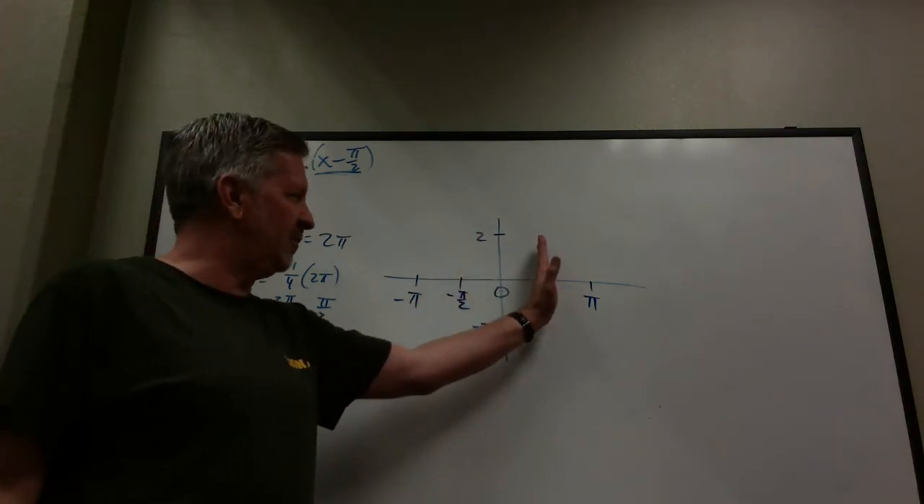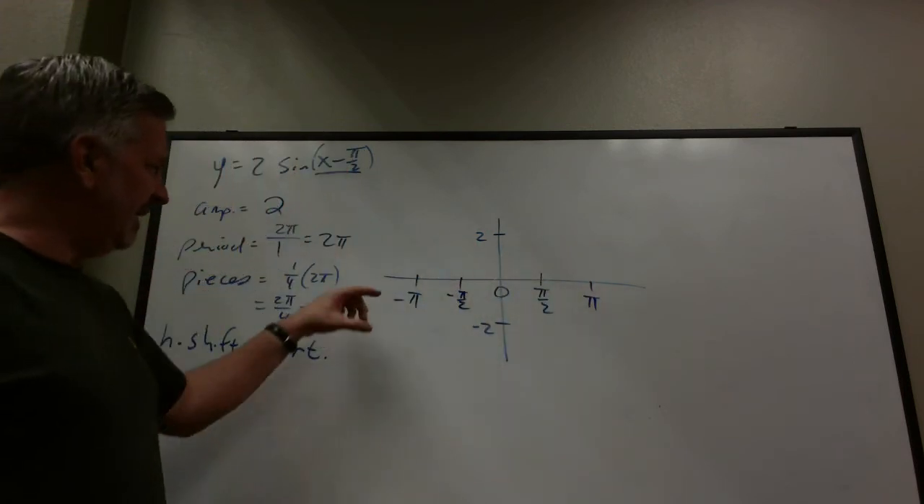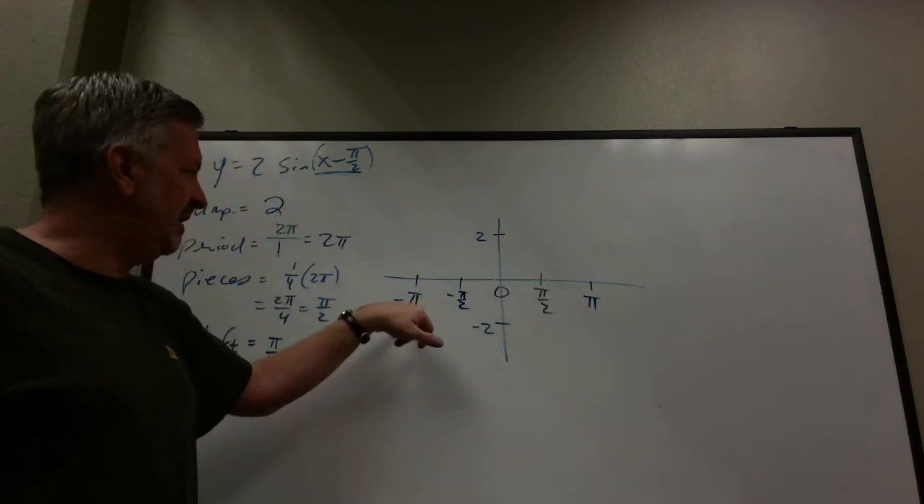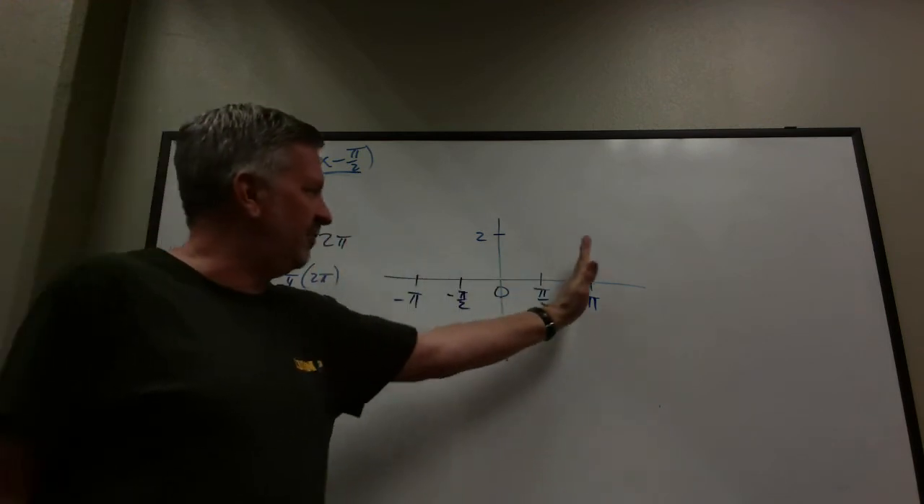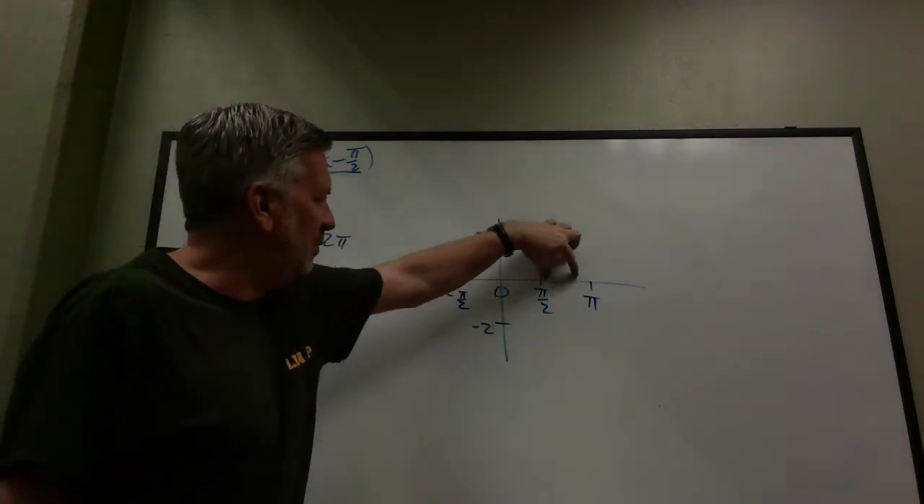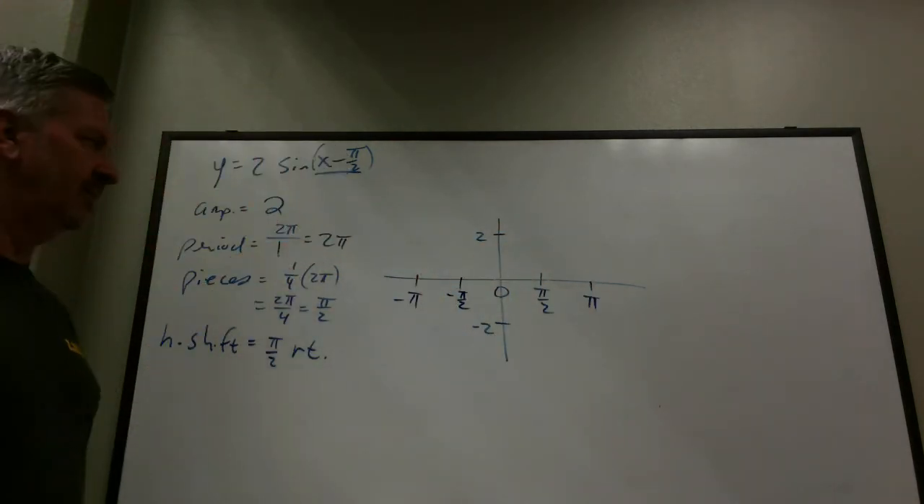That looks like what we did before, but I didn't build from 0. I'm building from pi over 2. So I went 1 to the right and 3 to the left. And again, that's 4 pieces. From minus pi to pi should be a distance of 2 pi, which is the period. You should check that. Once you get your 4 pieces, notice it's 5 numbers to get 4 pieces: 1, 2, 3, 4. From minus pi to pi is a distance of 2 pi. That's what the period is, so we're good.